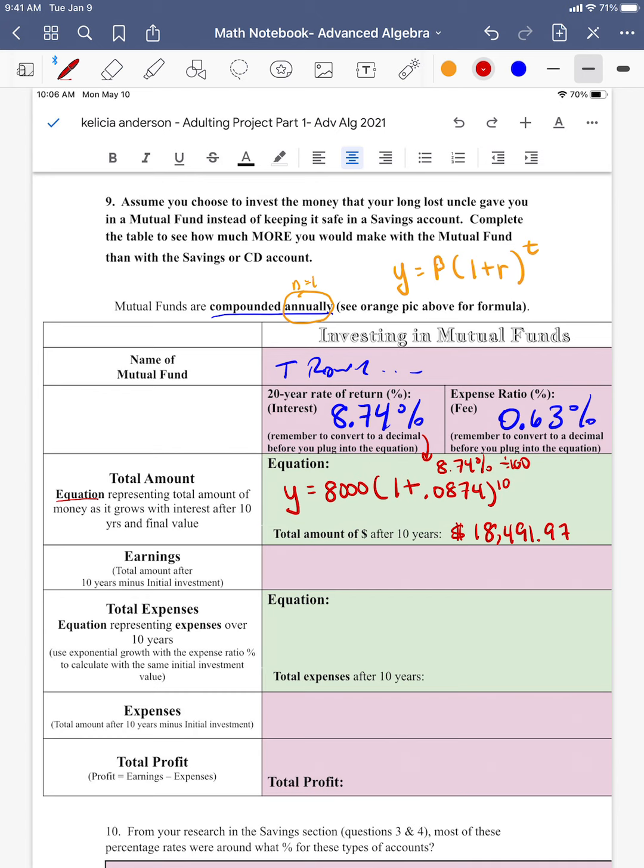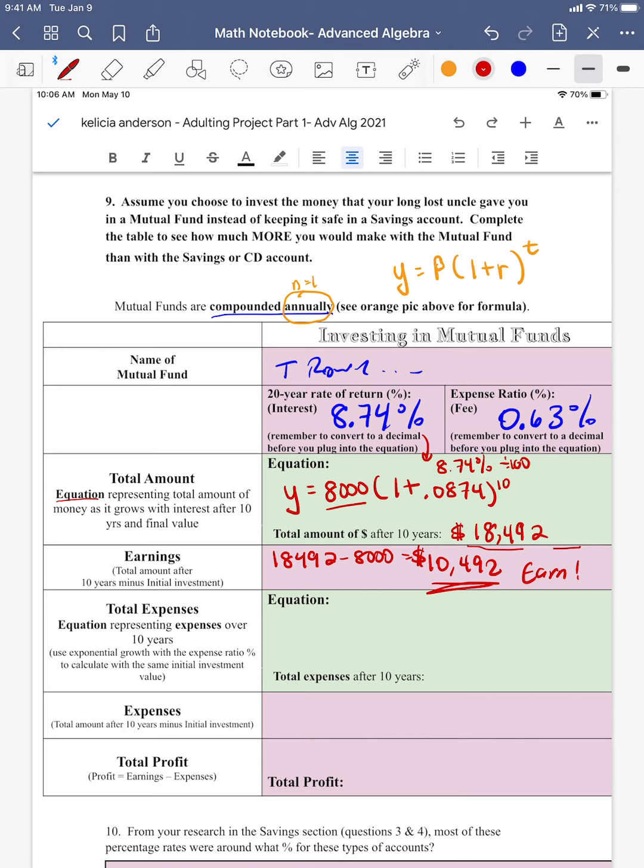So earnings. Earnings is the total that I have here minus what I started with. So in my case, I'm just going to round this to the nearest dollar. Make my life a little easier. Minus, and in my case, I had started with 8,000. Yours will be different. And that's going to leave me with 10,492. That's how much money I earn. That's great. That means I earned $10,000 in 10 years, and I didn't have to work for it at all.